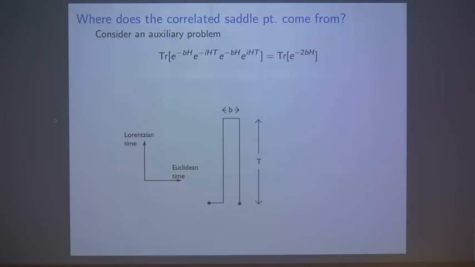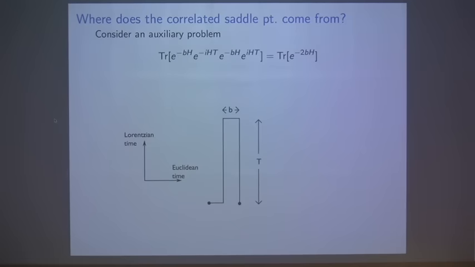Now, I just showed a picture of the saddle point, a numerical solution, where we could ask why these solutions exist. Where do they come from? How can we understand where they come from? And in order to do that, it's helpful to consider an auxiliary problem. So let's forget for the moment the spectral form factor with these two traces, and consider another quantity, trace of e to the minus 2bh, where b is some parameter with dimensions of length.